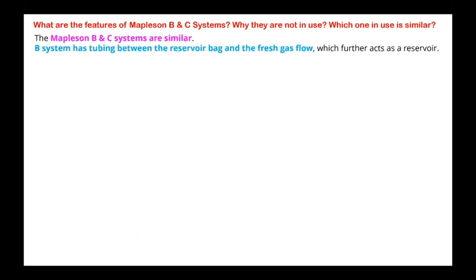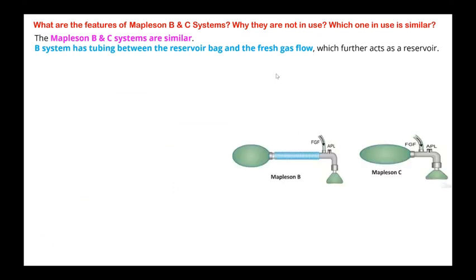On the contrary, your Mapleson B and C are more or less similar, and they have the fresh gas flow and the reservoir bag position slightly changed. And so you can see in this Mapleson B system, both the APL valve and fresh gas flow are very close to the patient. And in Mapleson C, the corrugated tubing is missing. That is the only difference.